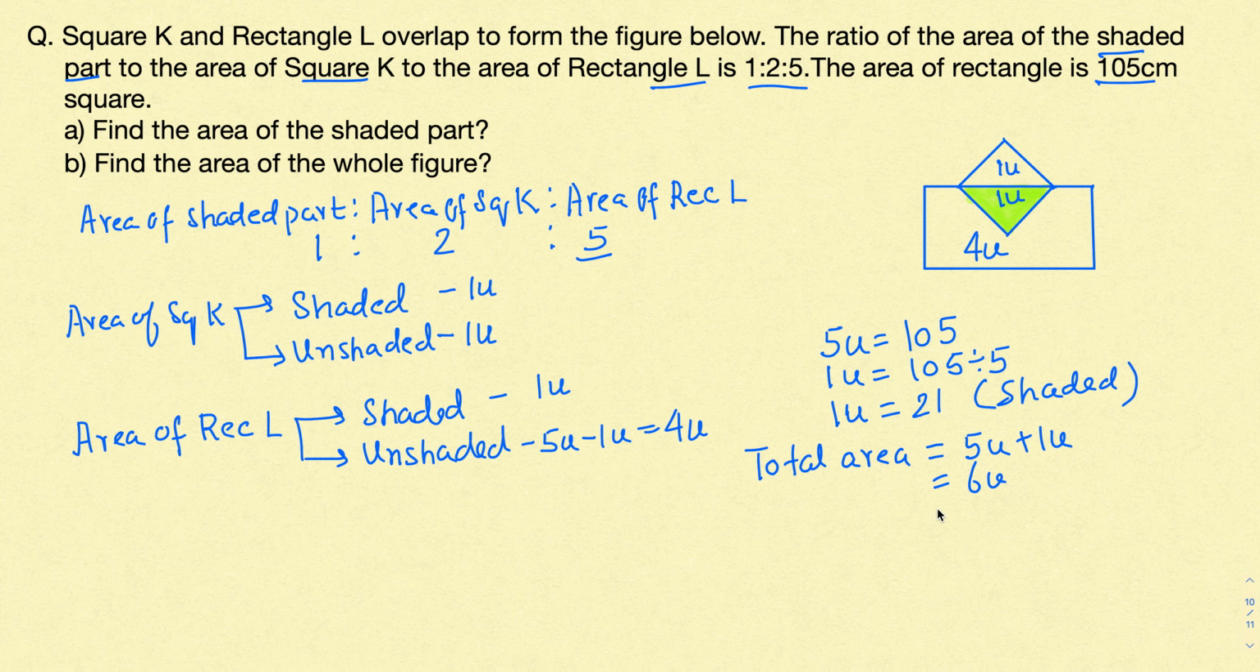And since 1 unit is 21, 6 units will be 6 times 21. That will give you 126. So that will give you 126 cm square. So let's write our answer quickly. The answer for part A is 21 cm square and part B is 126 cm square, right? So that's the solution of the question.